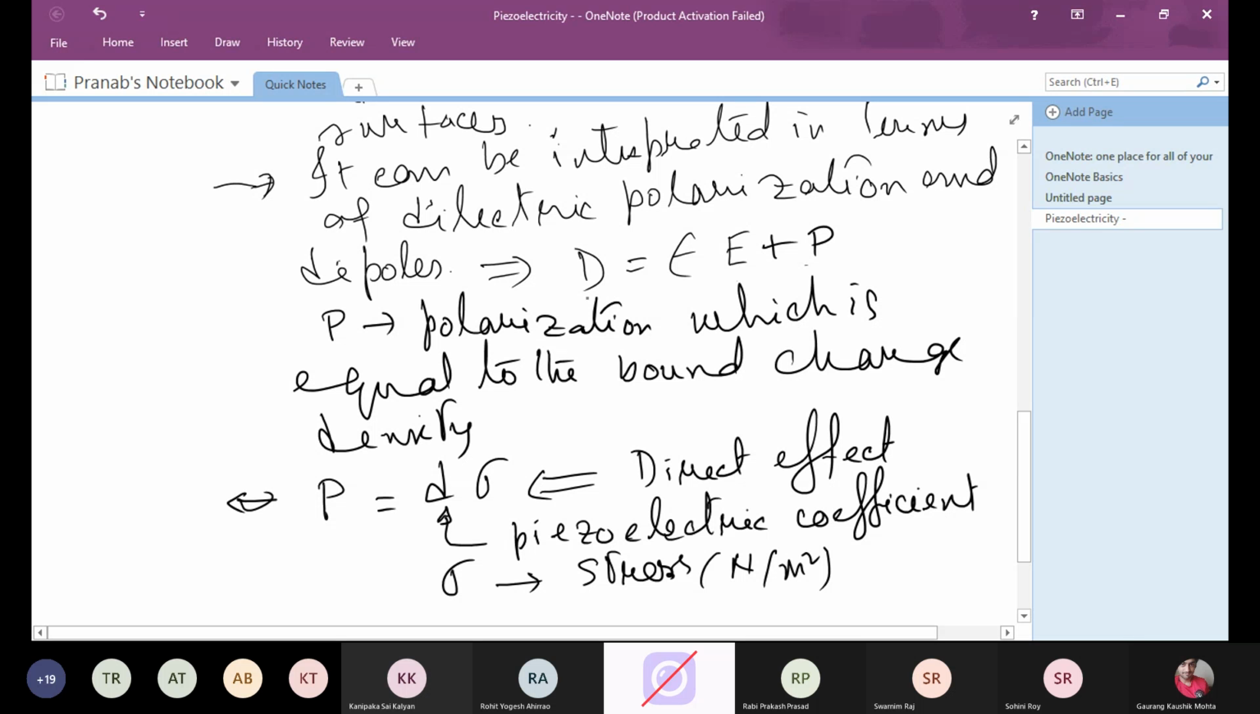So in general, if we define the polarization in absence of E, then it is related to a direct effect, that is through the piezoelectric coefficient d and the sigma. So P is in picocoulomb per meter square, and then d would be in picocoulomb per Newton.